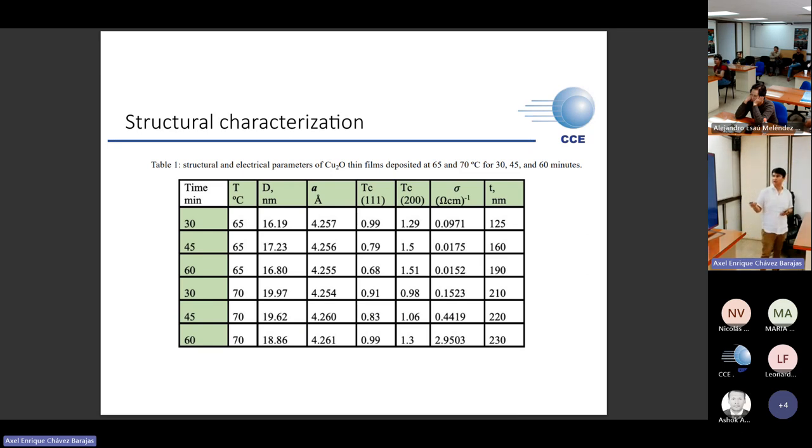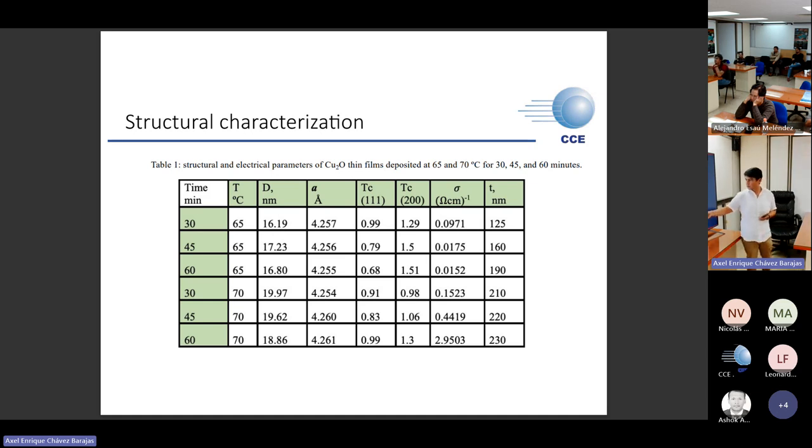However, if we calculate the texture coefficient, it's more clear that when we increase the time at 65 Celsius degrees, we decrease the orientation to the plane 111, and we increase the orientation to the plane 200. So we obtain a decrease in the conductivity when we increase the thickness. In the other case, we obtain the opposite behavior. We obtain an increase in the plane 111, and also an increase in the plane 200, but it's not so big as at the other temperature.